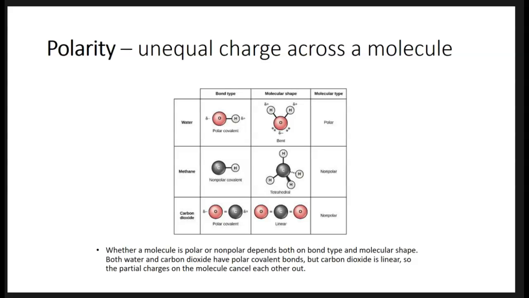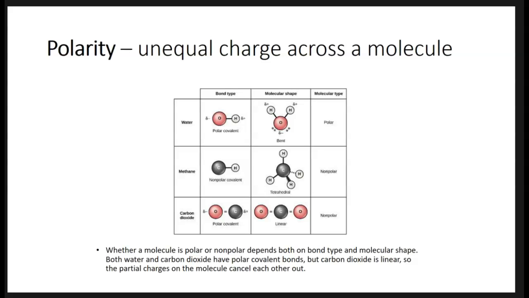Because these bonds are formed by sharing of electrons, the movement of electrons around a molecule gives a molecule some important properties, including a property called polarity. Polarity of a molecule occurs when there's an unequal distribution of charge across the molecule.